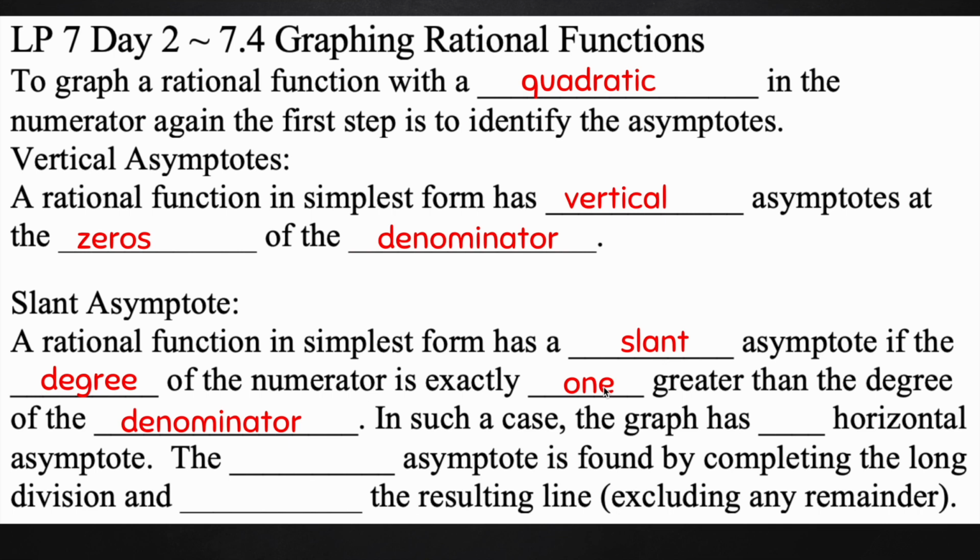So that would be like, you had x squared in the numerator and you have x in the denominator. Okay, that's exactly 1 degree more. In such a case, the graph has no horizontal asymptote. If it's 1 degree greater in the numerator than the denominator, then you have no horizontal. You only have a slant. So the slant asymptote is found by completing the long division and then graphing the resulting line, excluding any remainder that happens. So I'll show you that step on the next one.